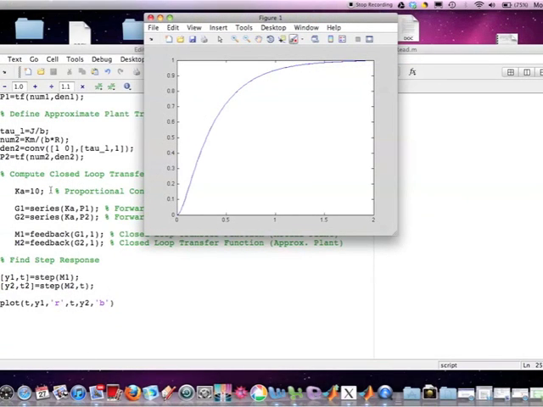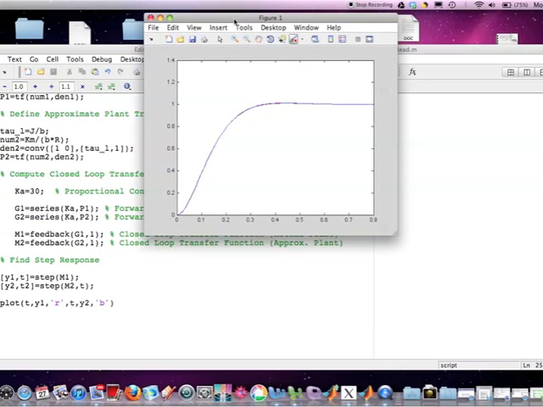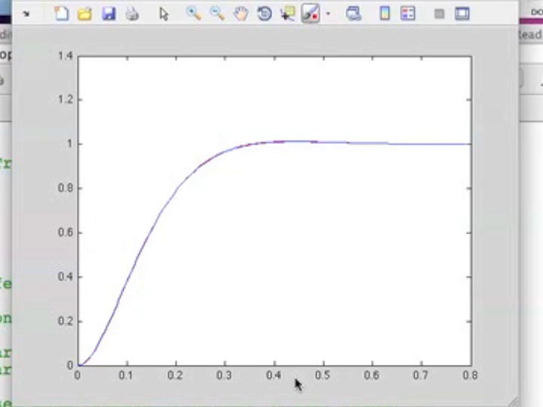Let's now try Ka equals 30. We'll change the value, we'll press the green arrow, and we'll find the response. You'll notice the system is fully responding by about 0.4 to 0.5 seconds. As we increase Ka, the system is getting faster in its response, as expected.